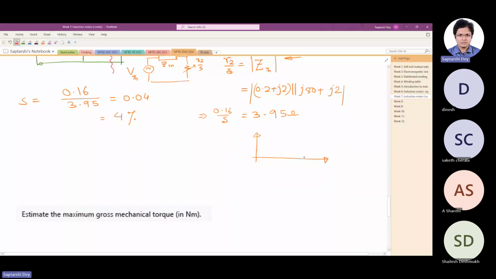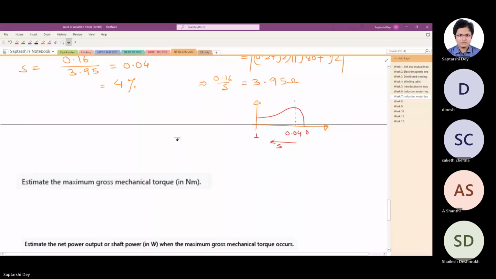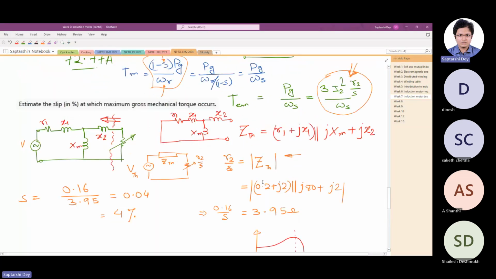And this peak occurs at 0.04. S in this direction, 1 here, 0 here. We get the maximum gross mechanical torque. Now, how much is the maximum gross mechanical torque? We can do from here.